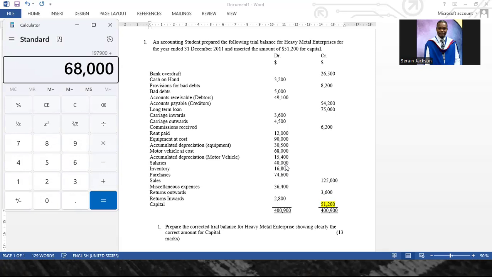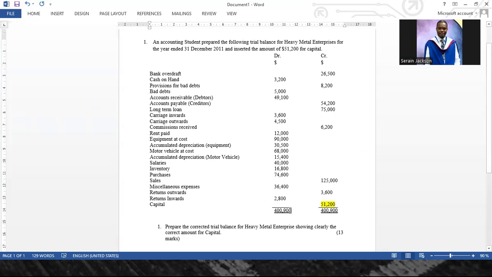68,000 plus 15,400 plus 40,000 plus 16,800 plus 74,600 plus 36,400 plus 2,800. So that would give us 451,900. So that is what we got for the debit column.